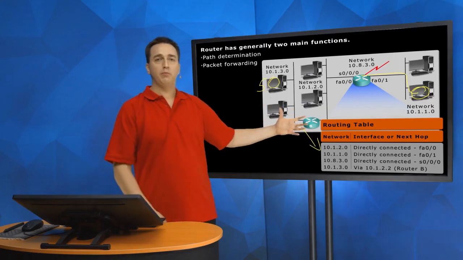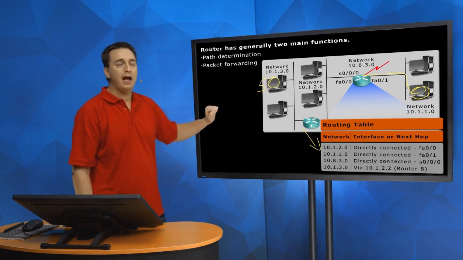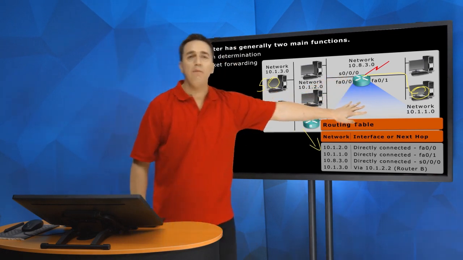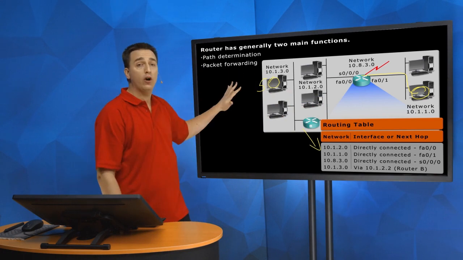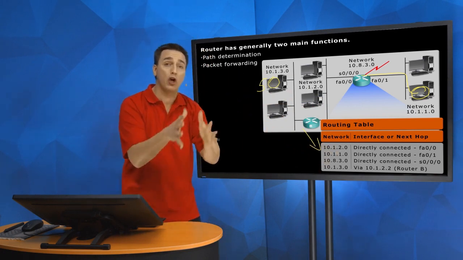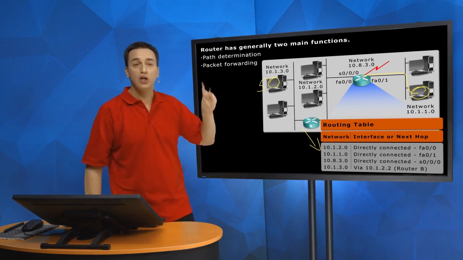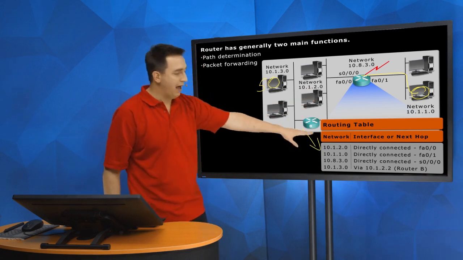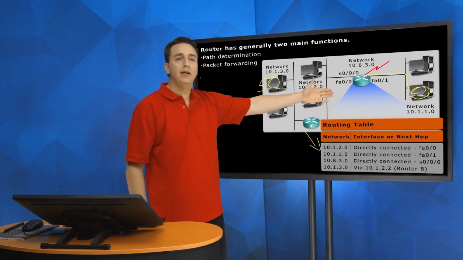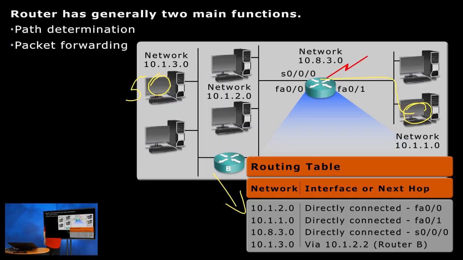And that brings us up to the next function, and that is packet forwarding. You see, I received the packet from the PC in that network. Now I have to forward it. If I don't have information in my routing table, if I have not determined a path, number 1, then there's no way I can forward a packet, number 2. So now I have an entry in the table, 10.1.30. It says go via 10.1.22. All right, let's forward that packet. Away it goes.